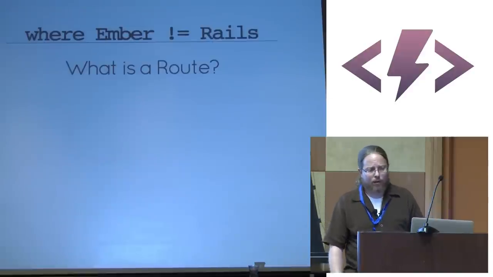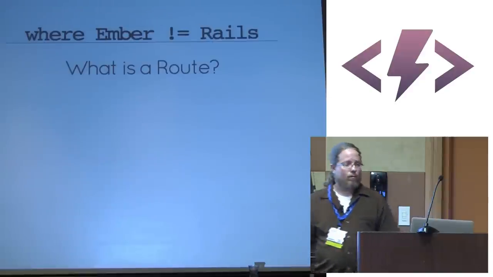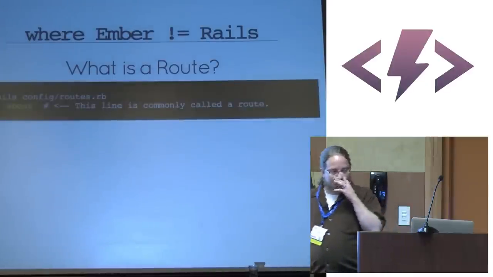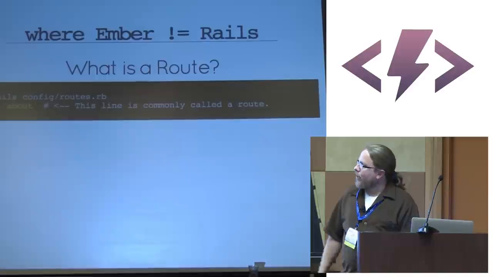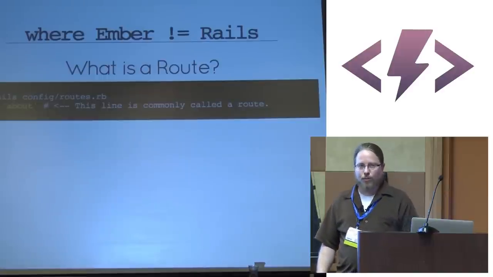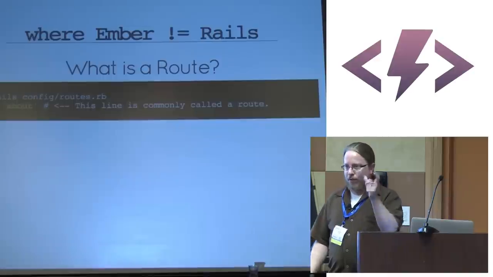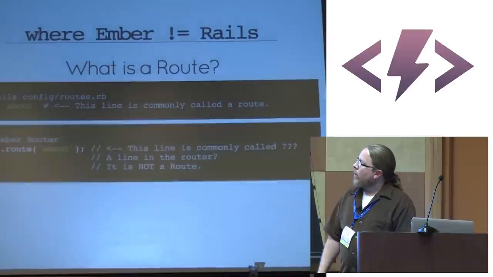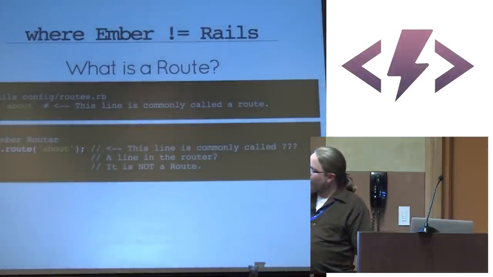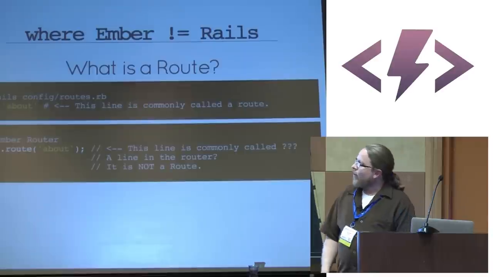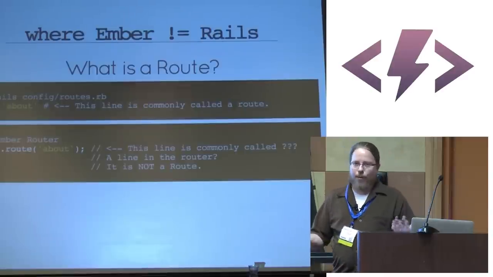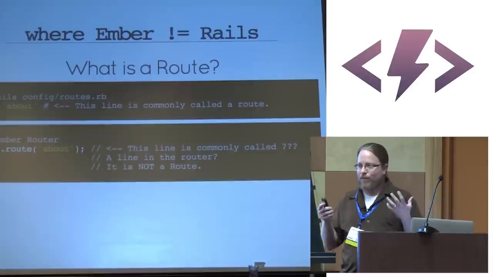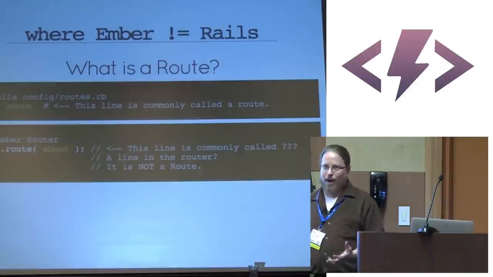So another place where Ember and Rails are very different is the question, what is a route? And in Rails, almost any line inside of config routes is usually referred to as a route. Each individual line of code in that file is often called a route. But in Ember, that is not the case. In Ember, when you say this.route about, that's just a line in the router. That is not the route itself. There's a whole other freestanding piece of code that is called the about route.